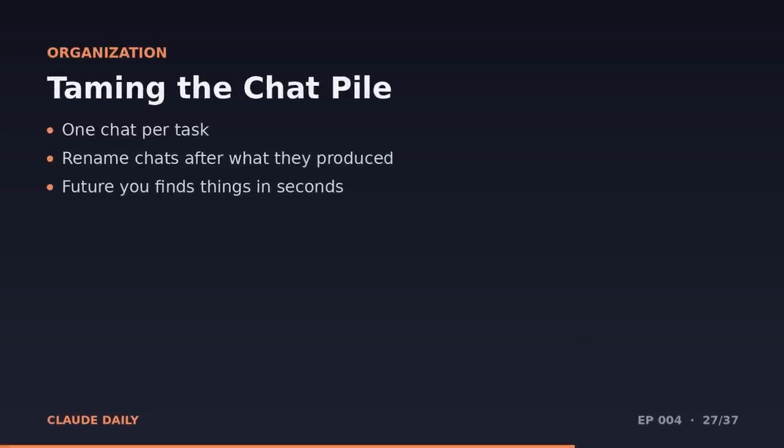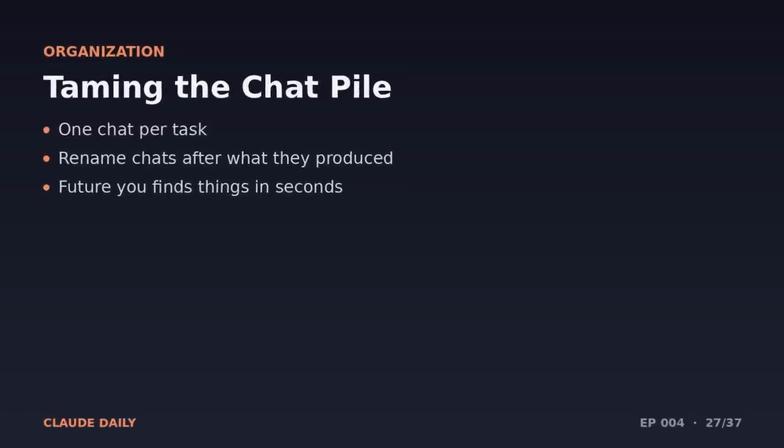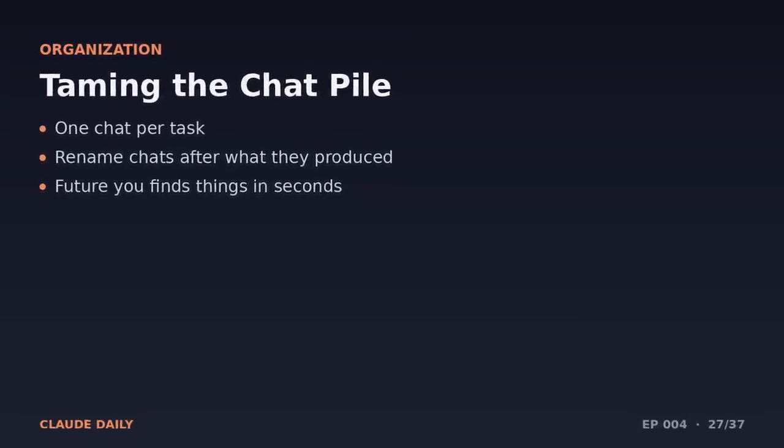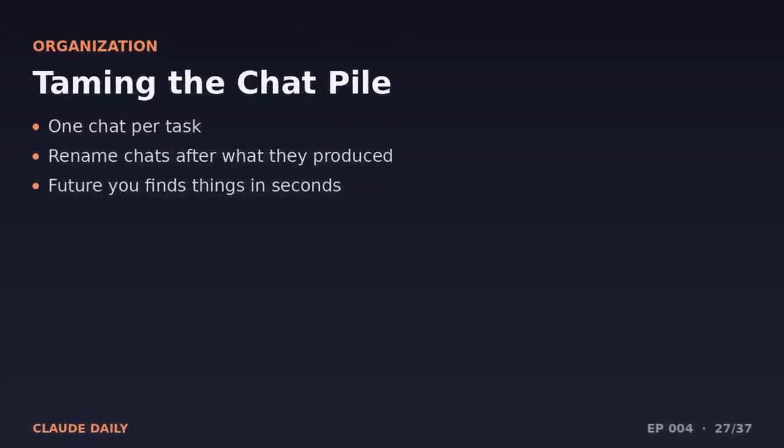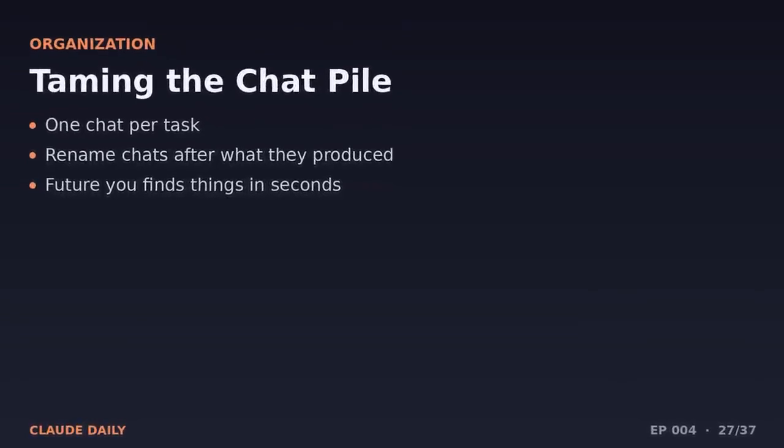Inside a busy project, chats pile up. 2 tips. First, 1 chat per task, not one endless mega chat. Second, rename chats to what they produced, like April wholesale pitch draft, so future you can find yesterday's thinking in 3 seconds.